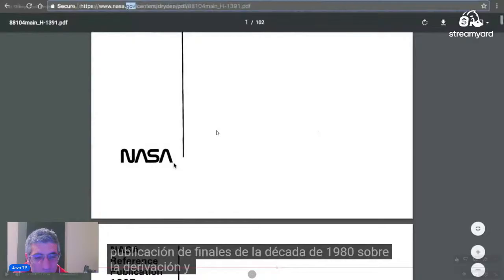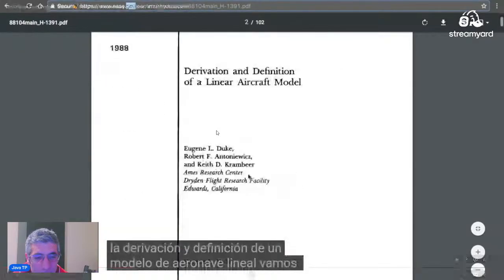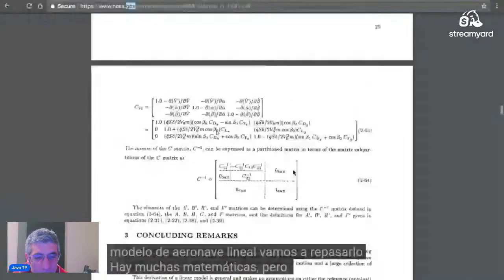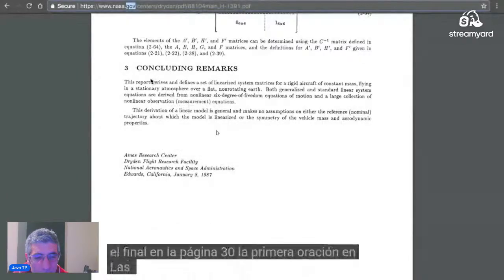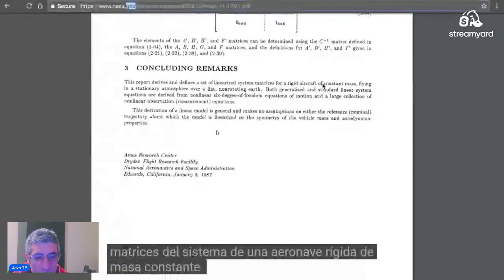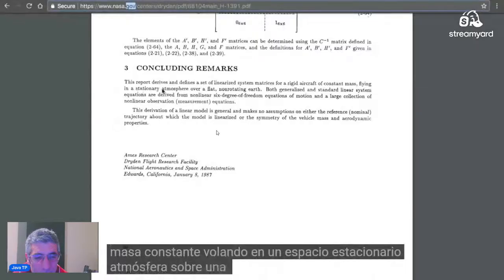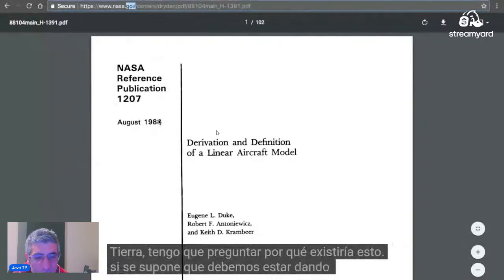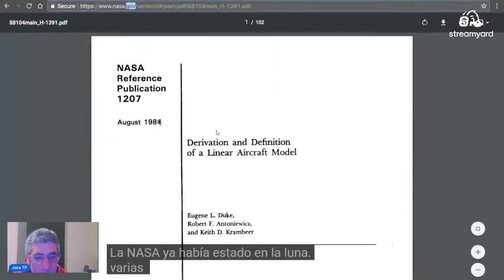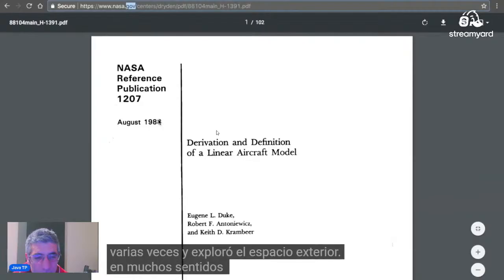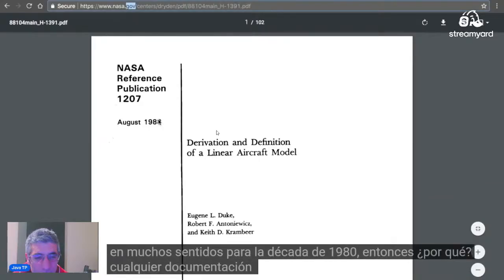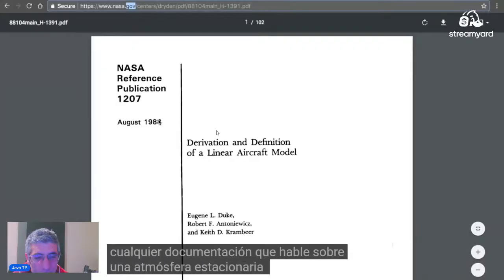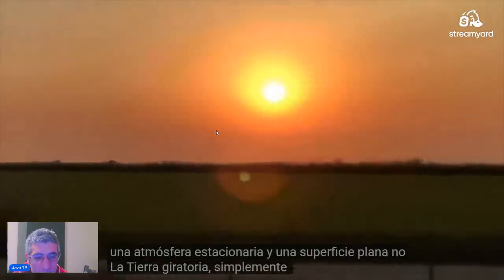Let's go through this. There's a lot of math, but toward the end on page 30, the first sentence in the concluding remarks says, "This report derives and defines a set of linearized system matrices of a rigid aircraft of constant mass, flying in a stationary atmosphere over a flat, non-rotating Earth." I gotta ask, why would this exist if we're supposed to be on a spinning ball? NASA had already been to the moon several times and explored outer space in many ways by the 1980s. So why would they need documentation talking anything about a stationary atmosphere and a flat, non-rotating Earth? I just don't get it.